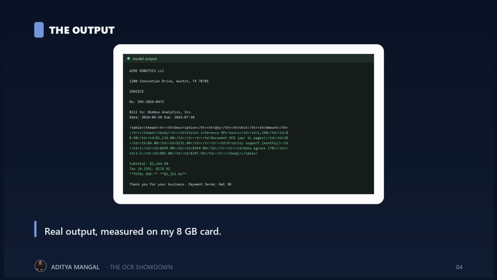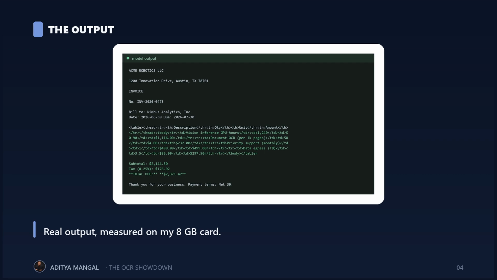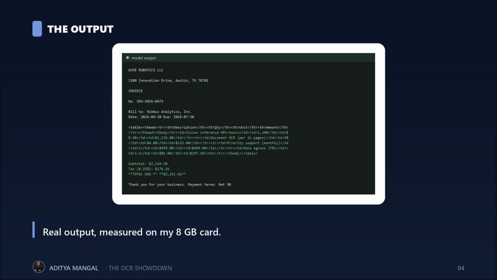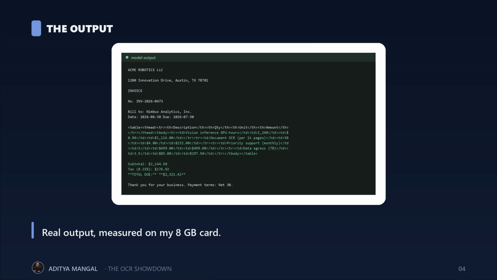And this is dots.ocr's real output. Look closely. It didn't return flat text, it returned a structured HTML table. Every row and every cell. Description, quantity, unit price, amount. Wrapped in proper table markup with the total 23,142 correct. That structure is the whole point. It means a downstream system can consume the table directly without guessing where one column ends and the next begins.